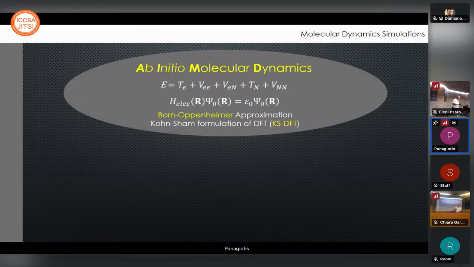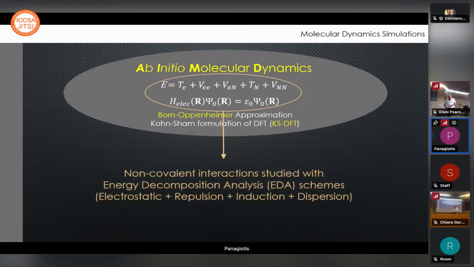So in ab initio molecular dynamics, instead of classical laws, we use quantum laws to calculate the energy for a given nuclear disposition. So we solve the Schrödinger equation and obtain the wave function of the system, and this is done normally using a semi-empirical method or a method based on the Kohn-Sham formulation of density functional theory.